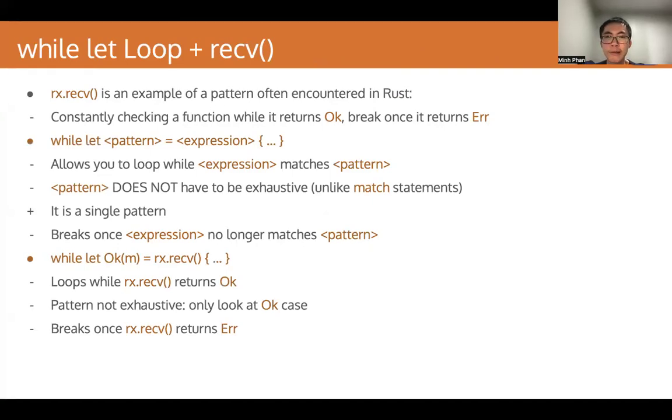We saw in that code that we use something called a while-let loop. So what exactly is it? Well, the method receiver.recv is just an example of a pattern we often encounter in Rust, where we constantly check a function while it returns Ok, and we break the loop once it returns an error. The syntax is basically while let pattern = expression, and then our code. So this syntax allows you to loop while our expression matches our pattern.